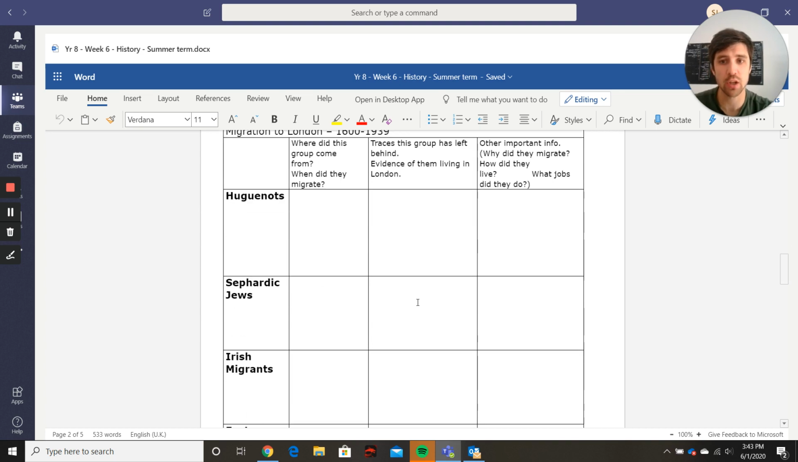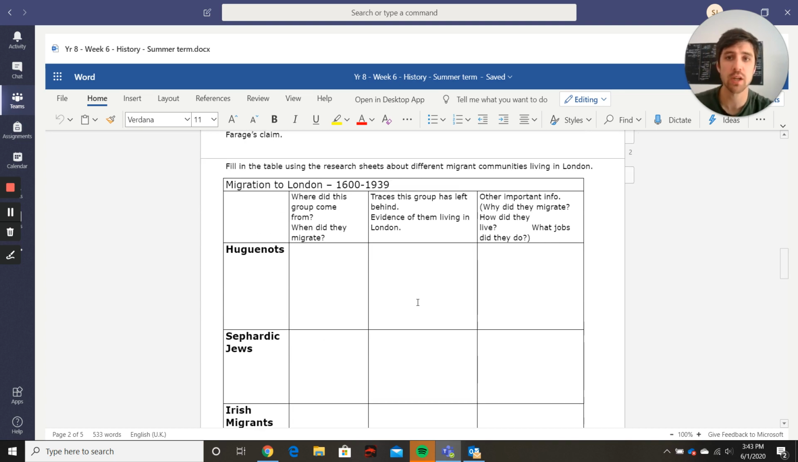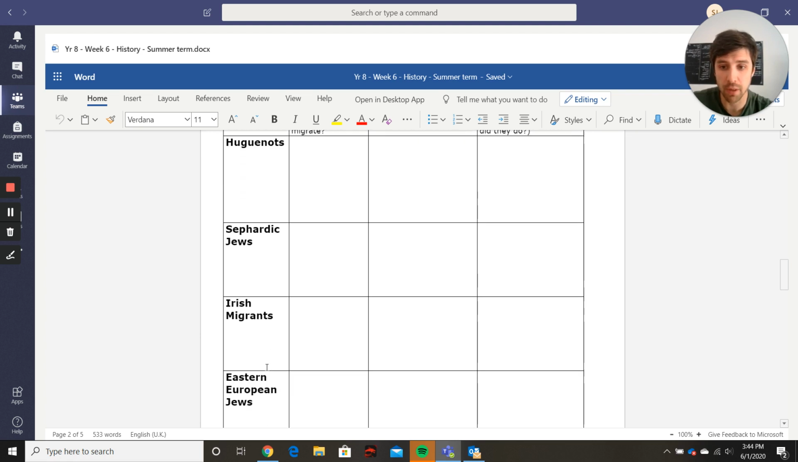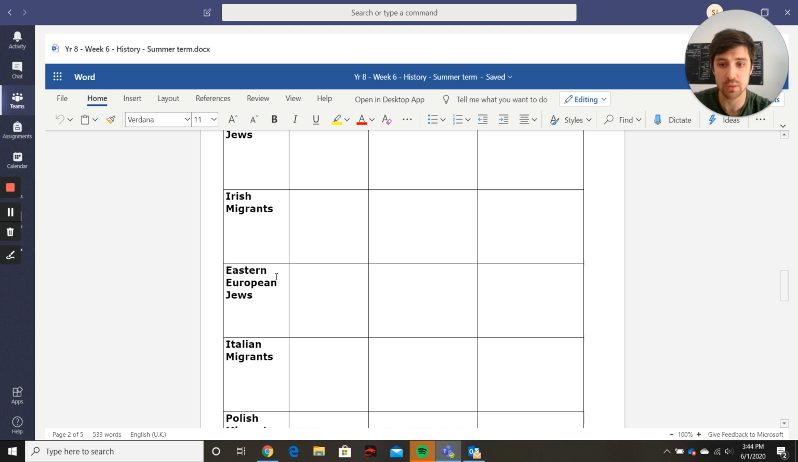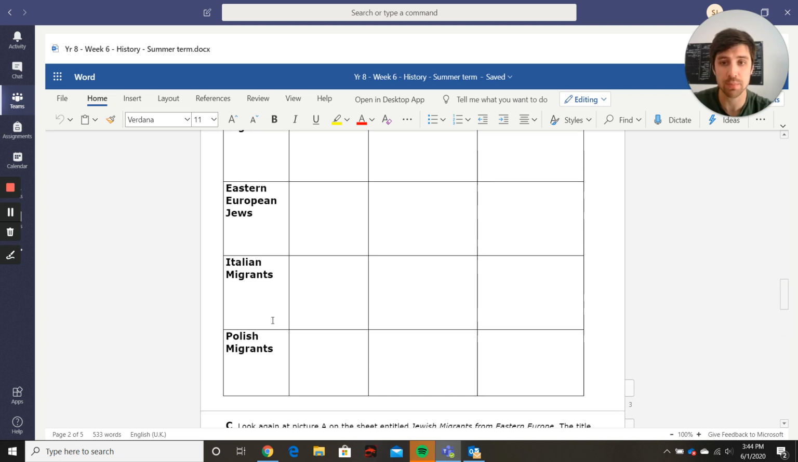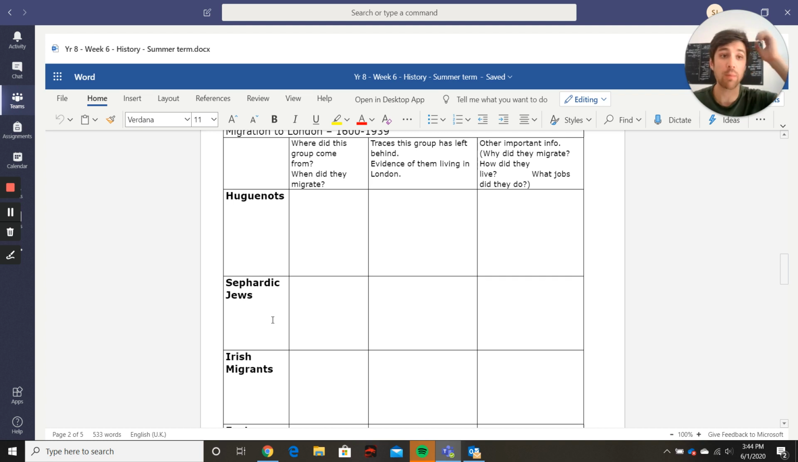So the next job is to go and look at the historical evidence. Now, to do this, you're going to need to go ahead and open those case studies that I was talking about before of different migrant groups who migrated to and lived in London. The Huguenots, Sephardic Jews, Irish migrants, Eastern European Jews, Italian migrants, and Polish migrants. Now, some of those are about migrant groups who located in East London, but some of them are actually about groups who lived all over London, which might tell us that actually migration to London itself is nothing really new.